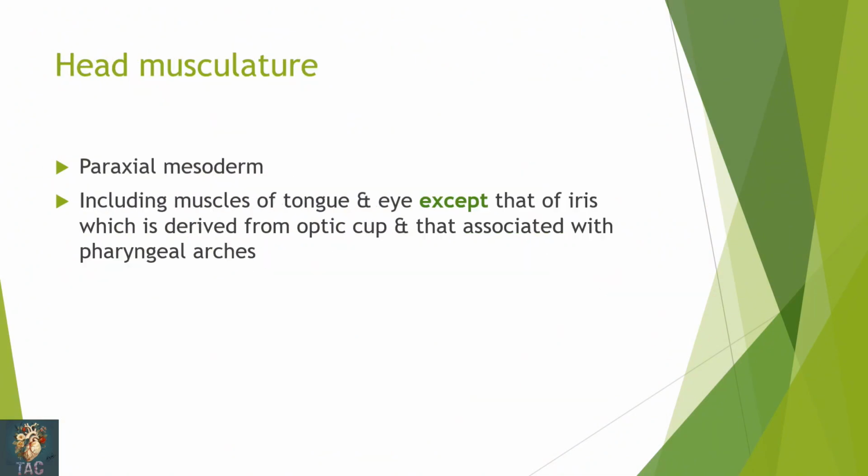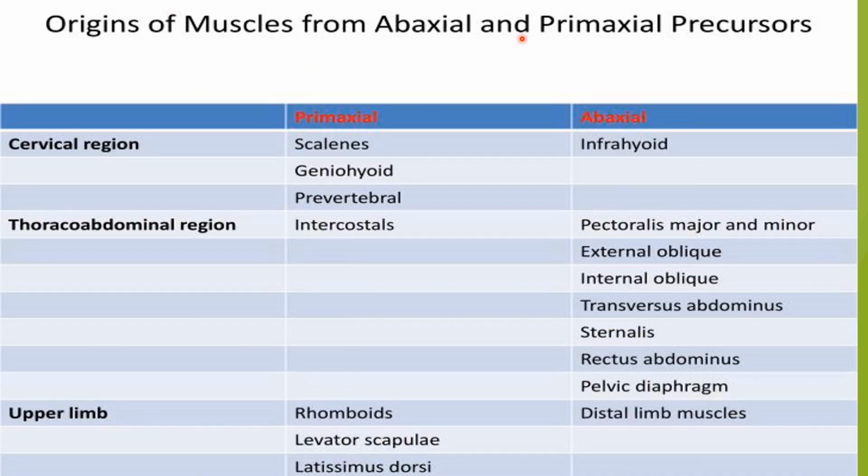Head musculature, basically the skeletal muscles in the head area, are derived from the paraxial mesoderm, including muscles of the tongue and eye and the muscles of the pharyngeal arches. They all are derived from paraxial mesoderm. The only exception is the muscle of the iris, which is derived from the optic cup. This is again your MCQ. So this is about the origin of the muscles from abaxial and primaxial: the abaxial, which have migrated, and the primaxial, which are present at the dorsomedial edge.